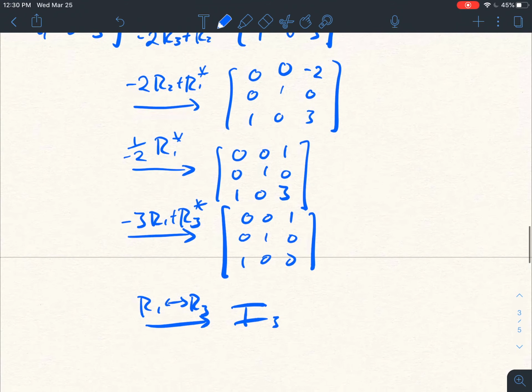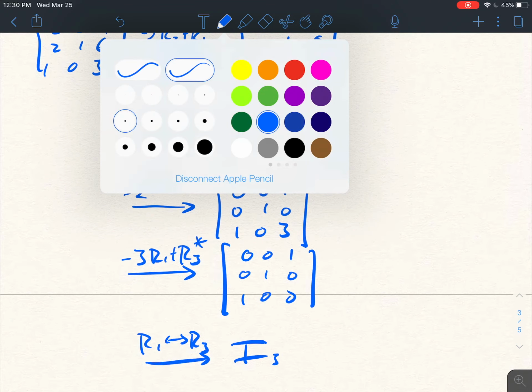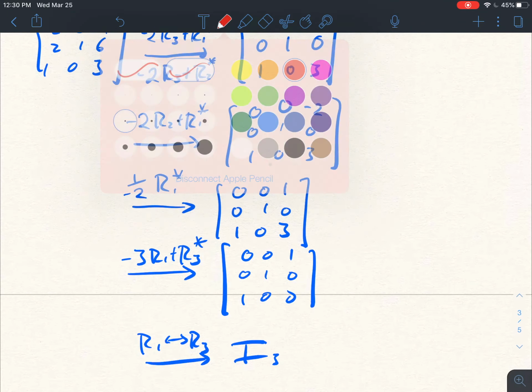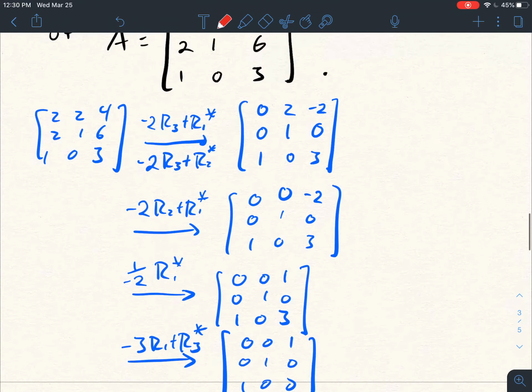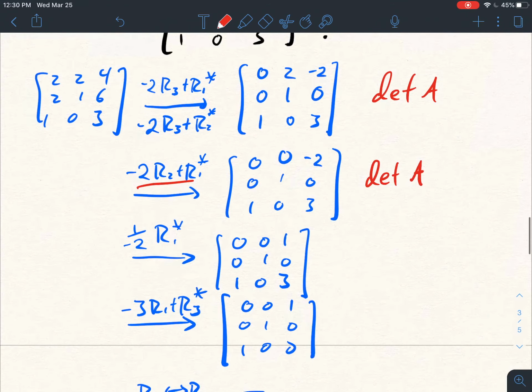Okay. Cool. So let's keep track of our determinants. So, okay, here this is going to be our matrix A, right? So here my determinant is still going to be whatever the determinant of A is. Same for this one. I'm just doing that, adding a scalar multiple of a row to another row. Does not change the determinant.